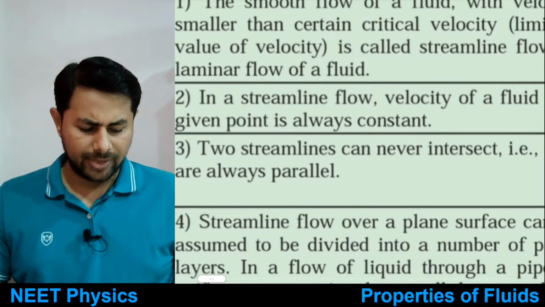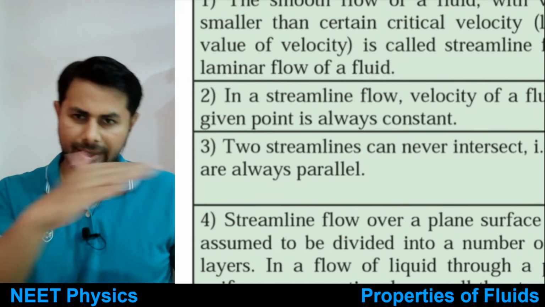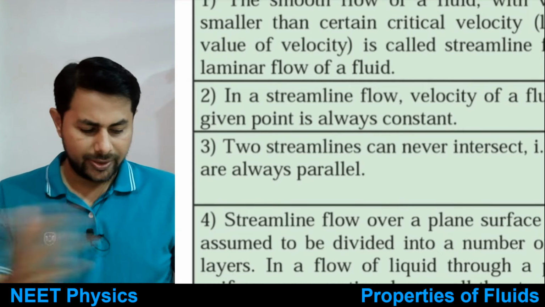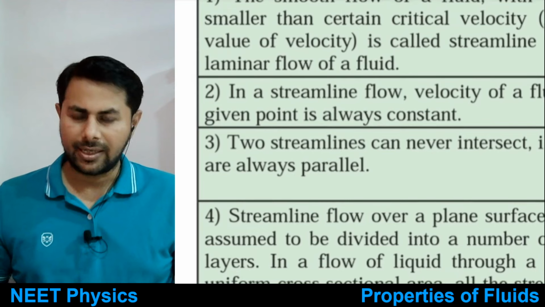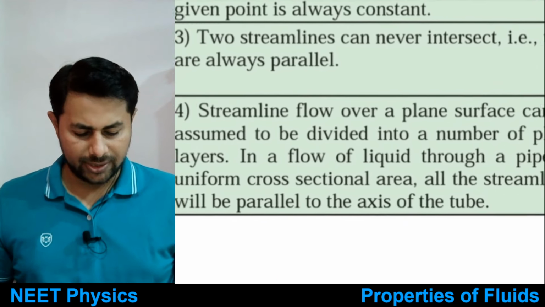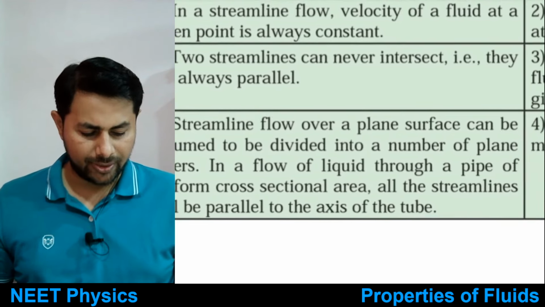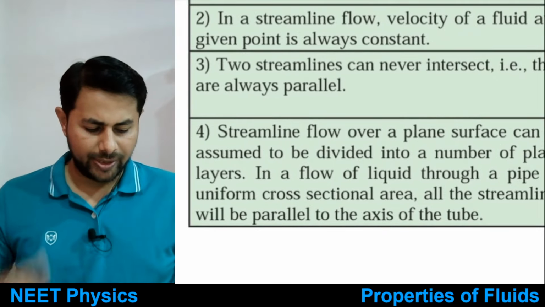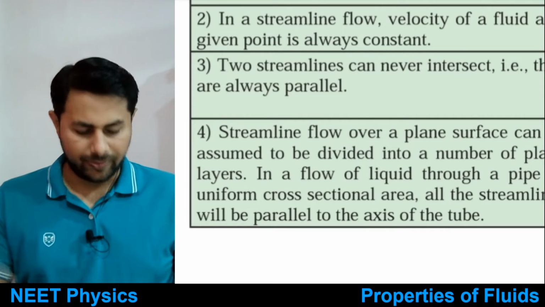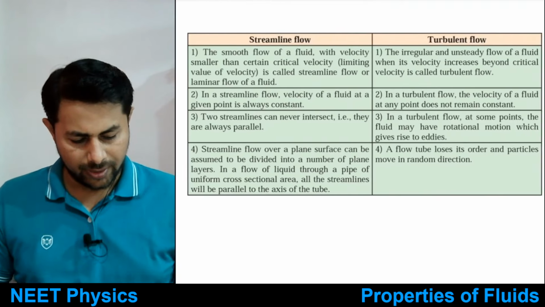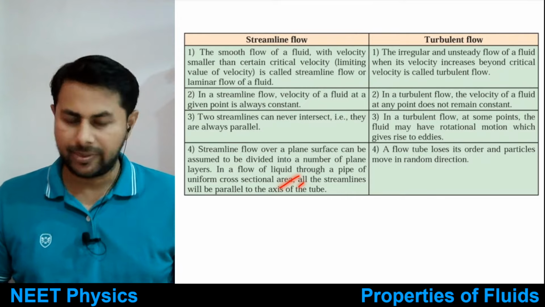Then two streamlines can never intersect because they define the path of flow of fluid. So they are always parallel, and streamline flow over a plane surface can be assumed to be divided into a certain number of layers, so that's why it is also known as laminar flow. Okay, all right, so these are some properties of streamline flow.